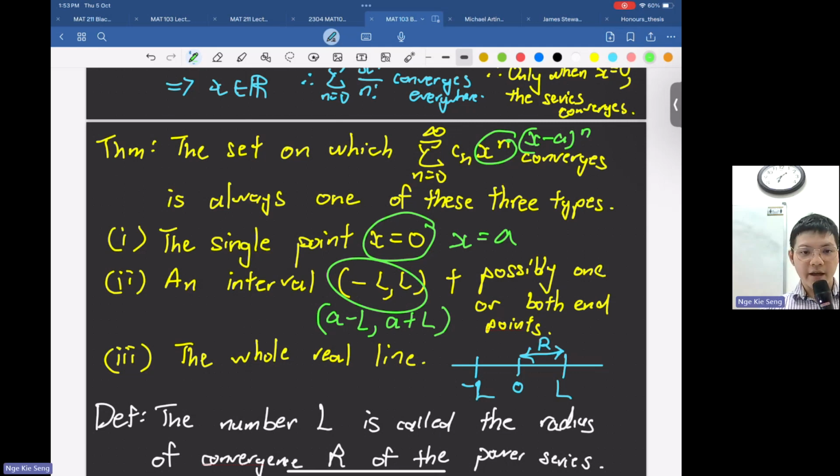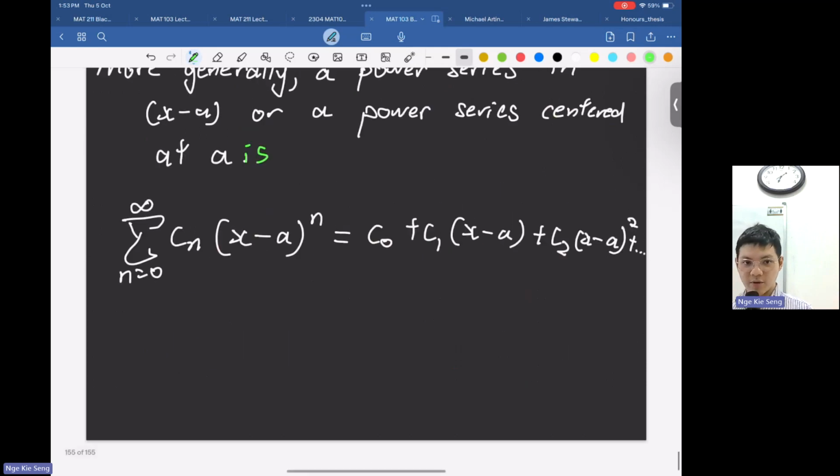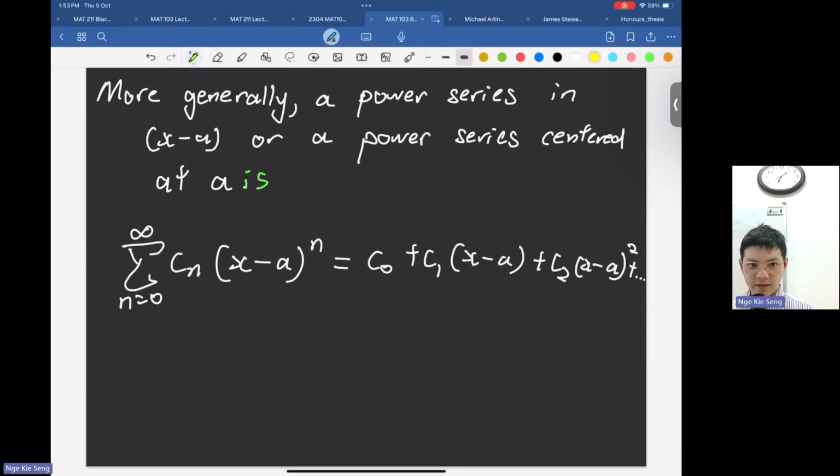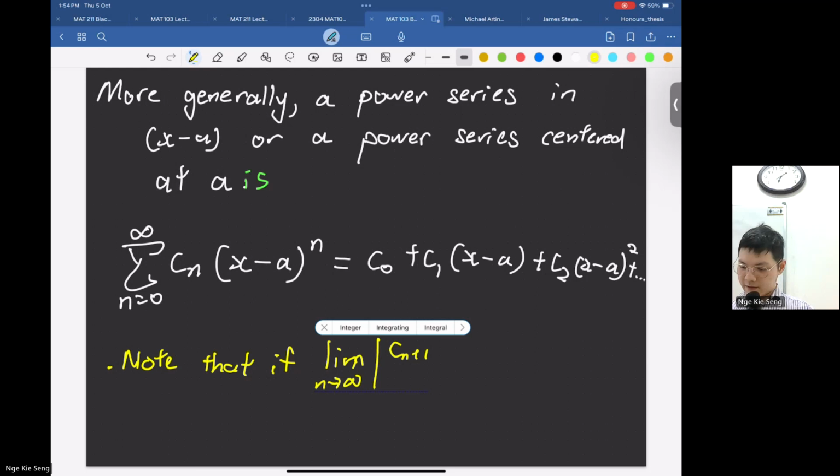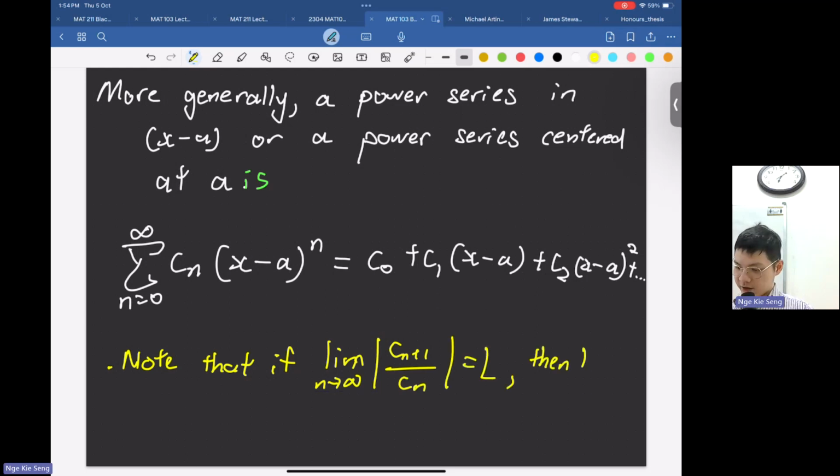Let me cover one more line and then we take a break, and later we'll come back to exercise. So one more line is: if n goes to infinity, the limit of the ratio of the coefficients Cn plus 1 over Cn is equal to L, then your radius of convergence is 1 over L.